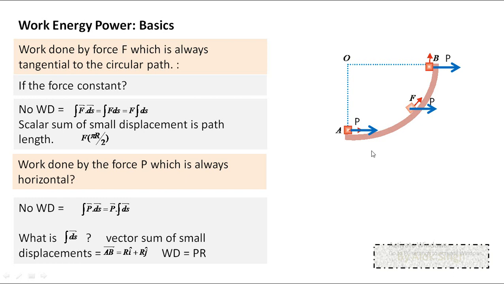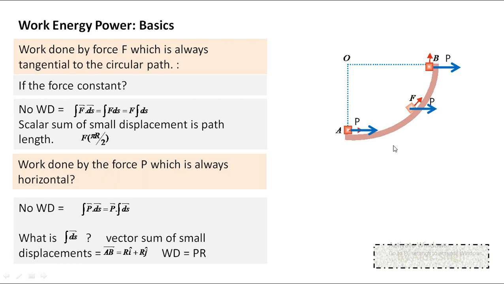Work done, again, if we take a small displacement, is P dot ds. Since P is a constant, it can be taken out of the integration sign. It is P dot integral of vector ds. You notice the difference between the two? This was a scalar quantity, magnitude of displacement. This is the vector form of displacement. So it is the vector sum of all displacements. This was the scalar sum of all small displacements. This is the vector sum of all displacements. The vector sum of all displacements is a resultant vector also.